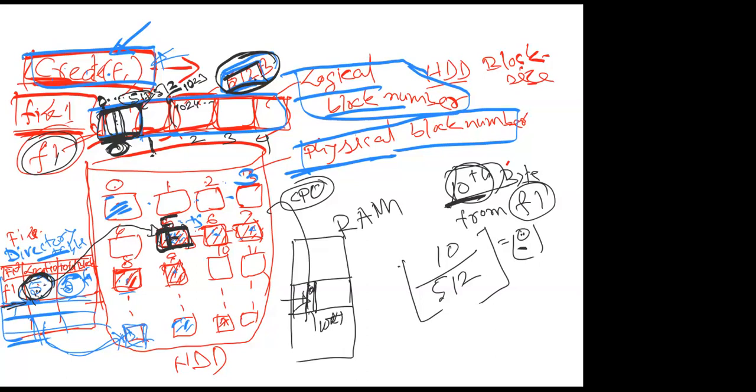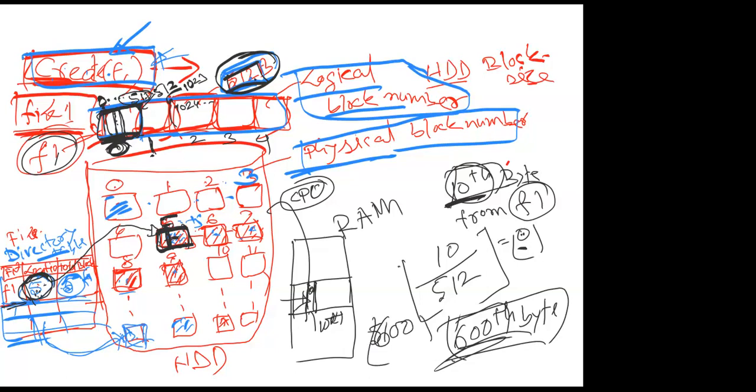We already studied this in memory management. Now let's say the CPU asks for byte 600. What will the operating system do? It will figure out at which logical block byte 600 is available, so it will divide 600 by 512. That is 1 point something, so taking the floor it becomes 1. So byte number 600 is available at logical block number 1. Then, to convert this logical number to the physical number, it will go to the file directory table where this file is available.